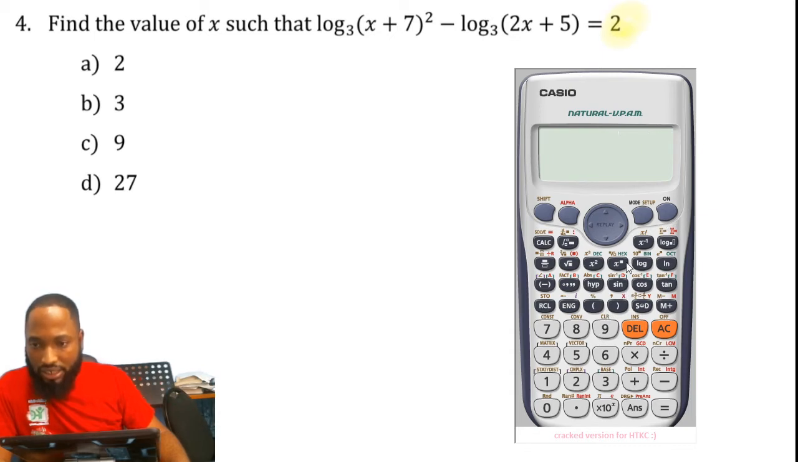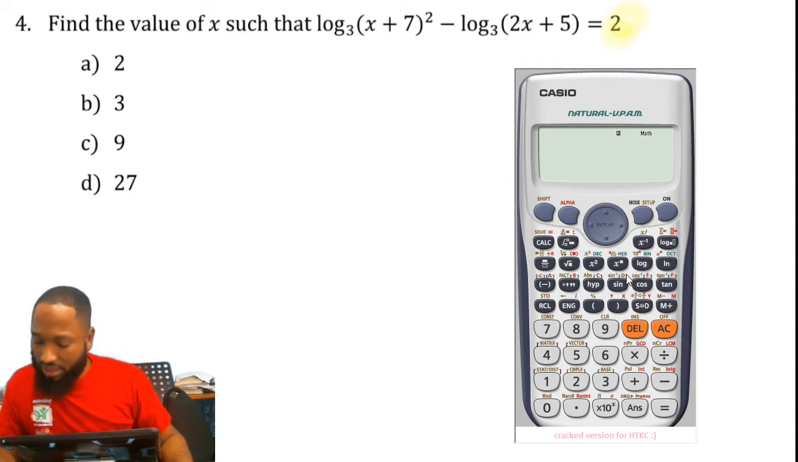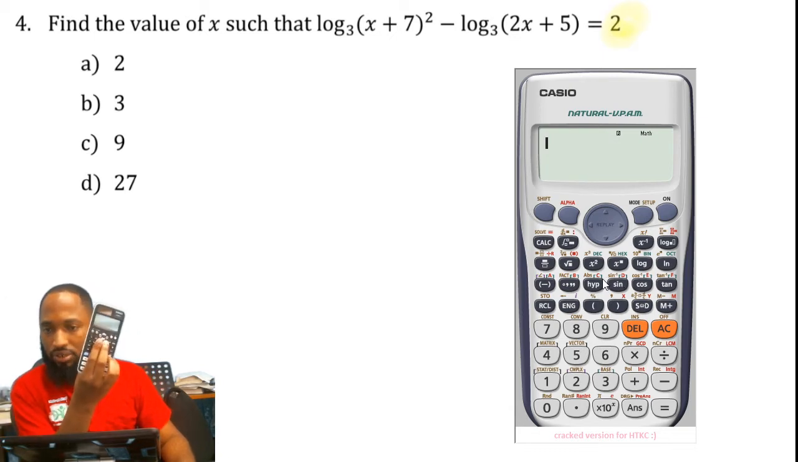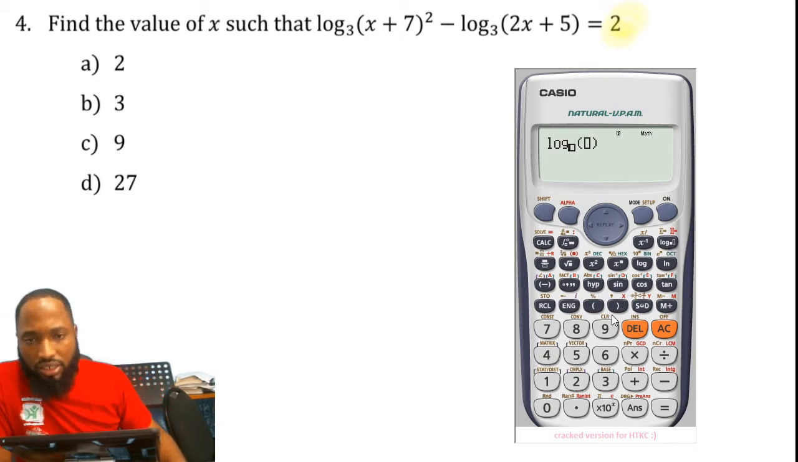Now this calculator is supposed to be able to do log to the base. Can it? This calculator can do log to the base 3. So they use a different base here. So look at here. Log to the base 3, x plus 7, sorry. So we're trying out 2. So we can just put 9 because 2 plus 7 is 9 squared. We can just put 81 because everybody knows 9 squared is 81.